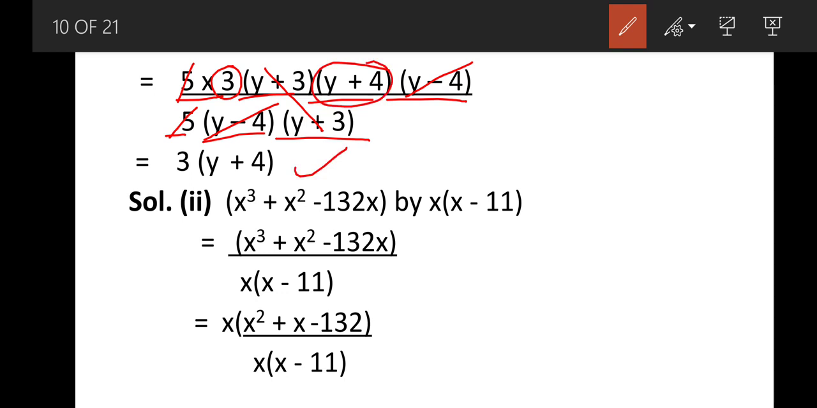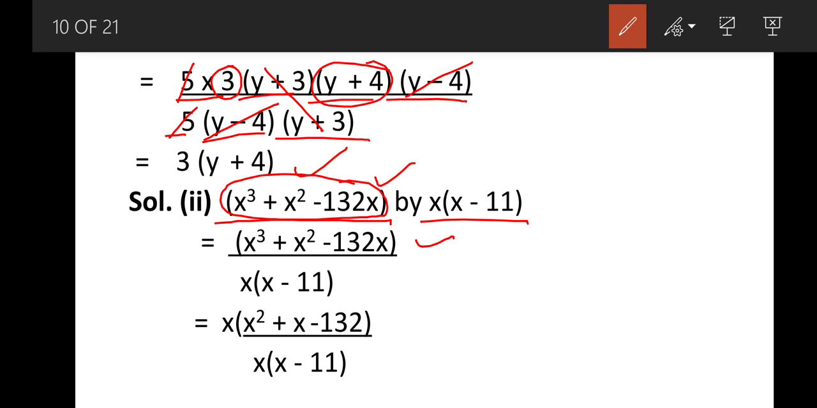Now coming to the solution of the second part. Here we need to divide the expression by x bracket x minus 11. Dear children, if you analyze this, you will not be able to use any of the identities because we do not have squares, and along with the last term, that is minus 132, we have x, the variable, also with us. So you will find that after taking x common from this expression, you will be able to factorize this.